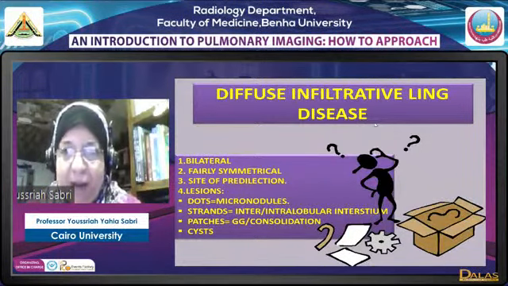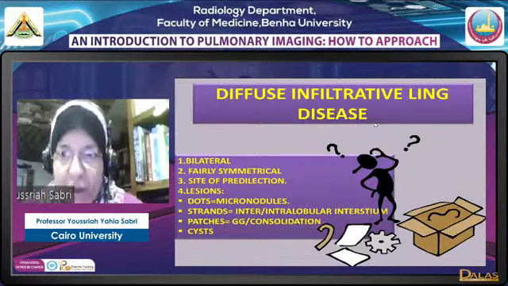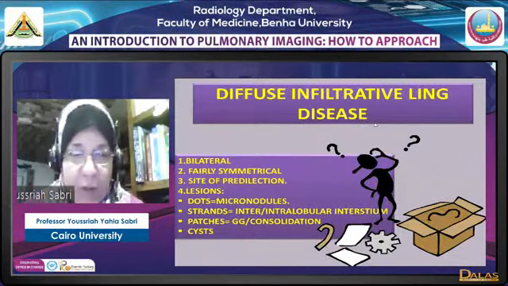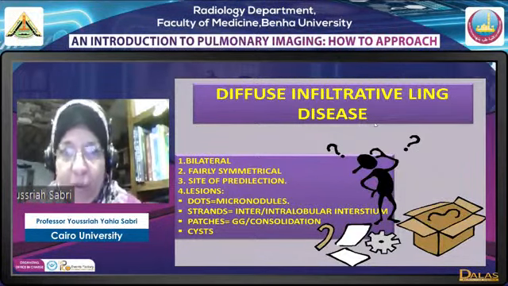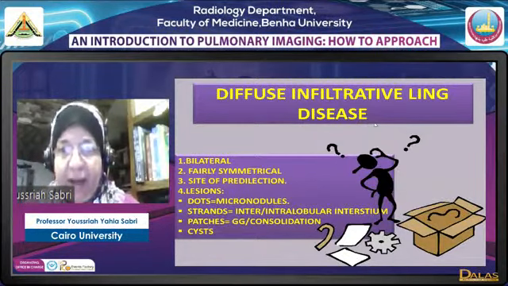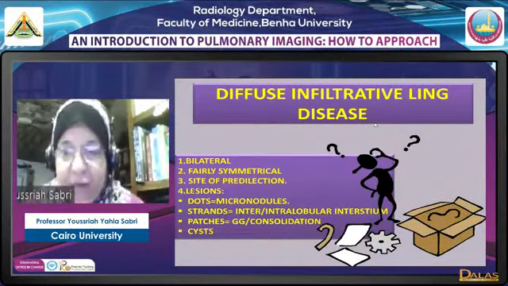These opacities, either I cannot see lung marking through them, which we call consolidation, or I can see lung marking through them, and this is what we call ground glass. So ground glass is an opacity through which I can see lung marking. Or it's a hole with a wall, which are cysts. But cysts here should be bilateral, fairly symmetrical, and have a site of predilection.